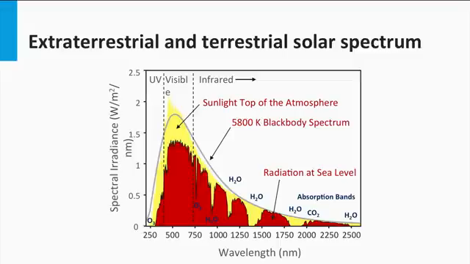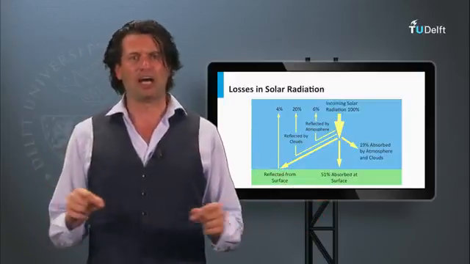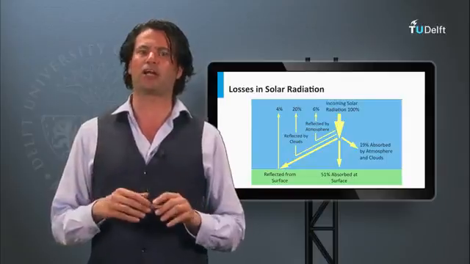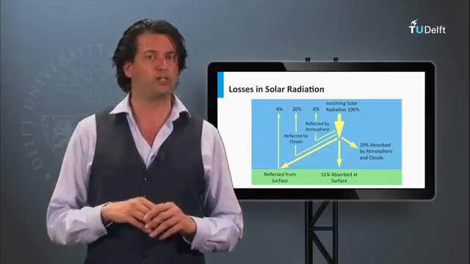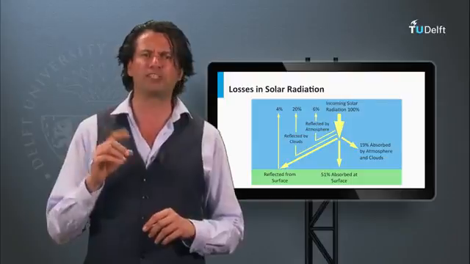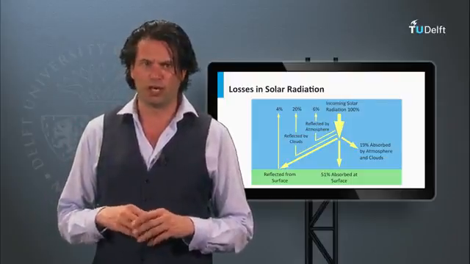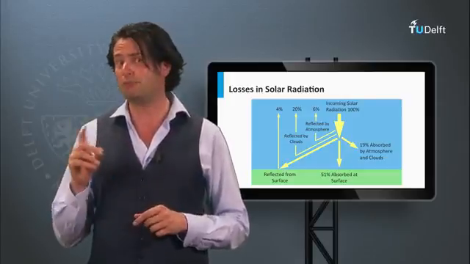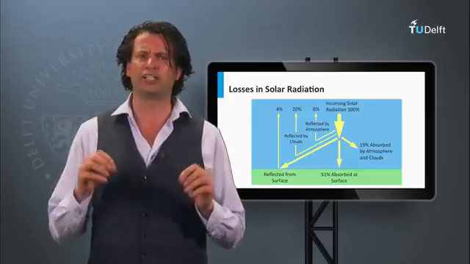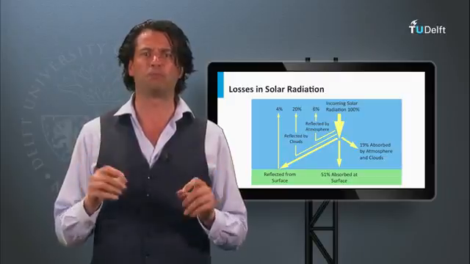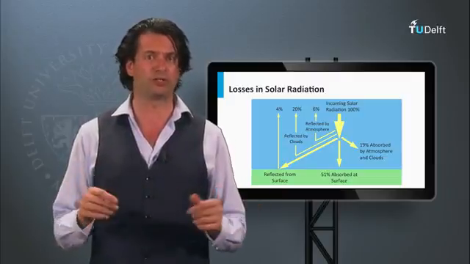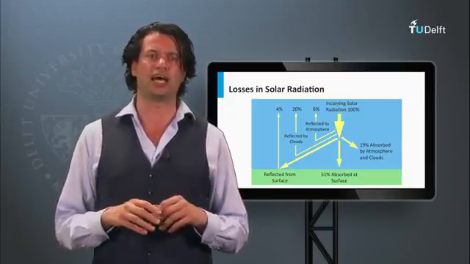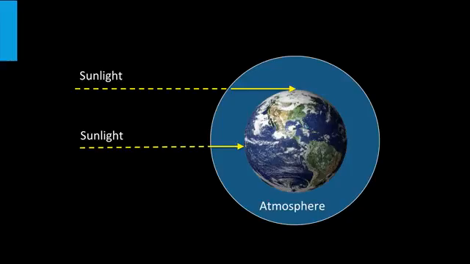traveling through the atmosphere. On average, around 20% of the solar irradiation is reflected by clouds, 6% by the molecules in the atmosphere and 4% by the Earth's surface. So in total 30% is lost due to reflection. 90% of the irradiation is lost due to absorption by clouds, particles and molecules in the atmosphere. 51% of the irradiation is absorbed at the Earth's surface.